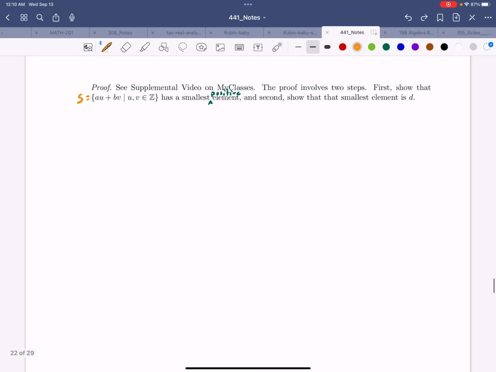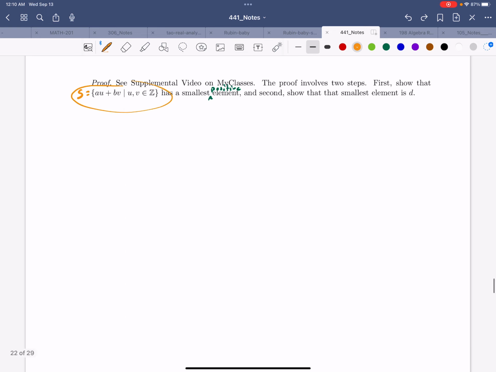Now the proof, which is in the book, involves two steps. First, we show that the set of all linear combinations of a and b, we're going to call it S, has a smallest positive element. And then second, we show that that smallest positive element is the greatest common divisor. Okay? So first, we show S is non-empty.